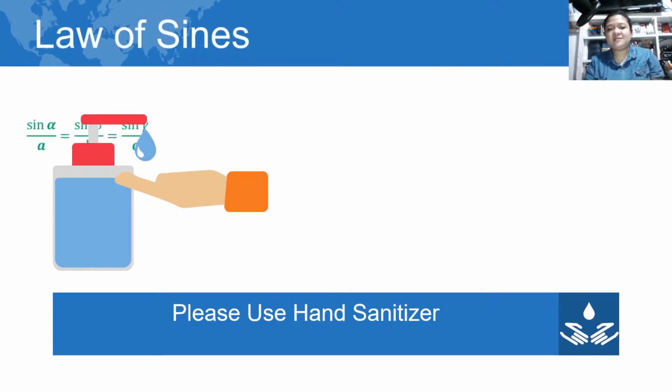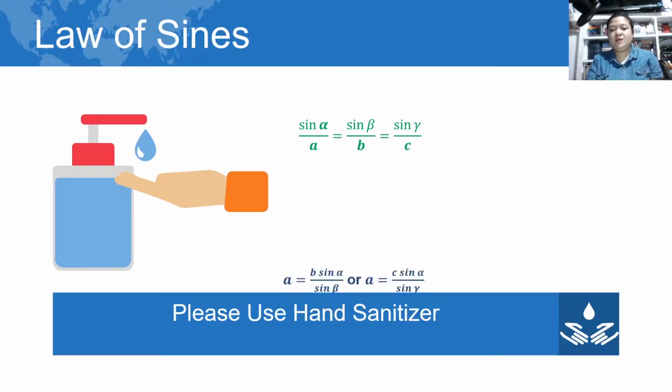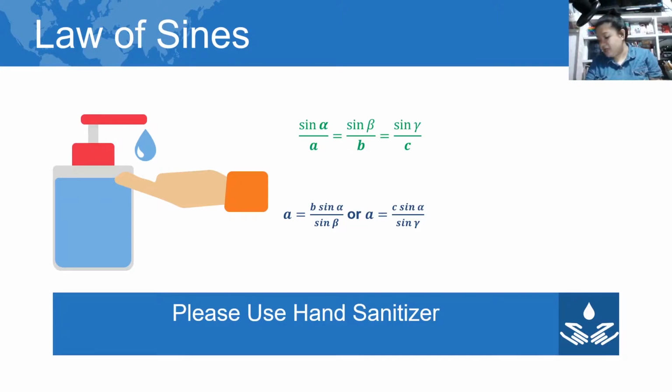Law of sines. So, law of sines says that sine alpha over A is equal to sine beta over B equal to sine gamma over C. When we need to find A, the formula is B sine alpha over sine beta or C sine alpha over sine gamma.